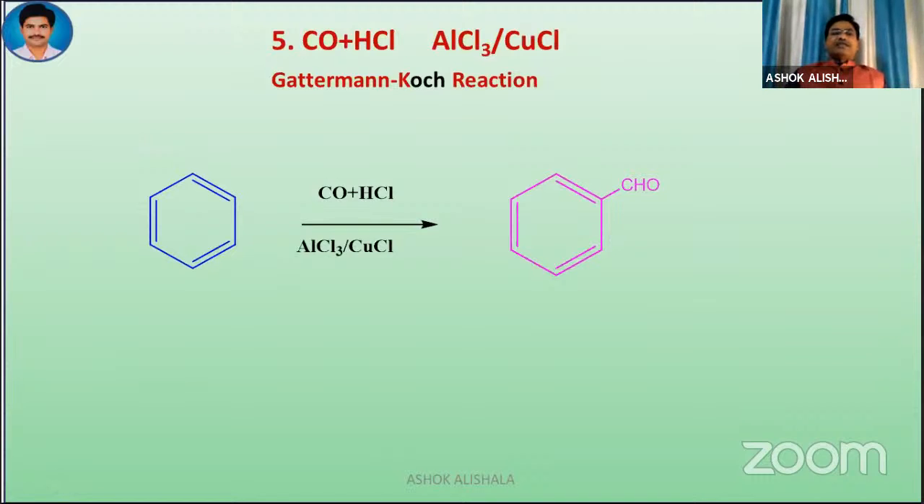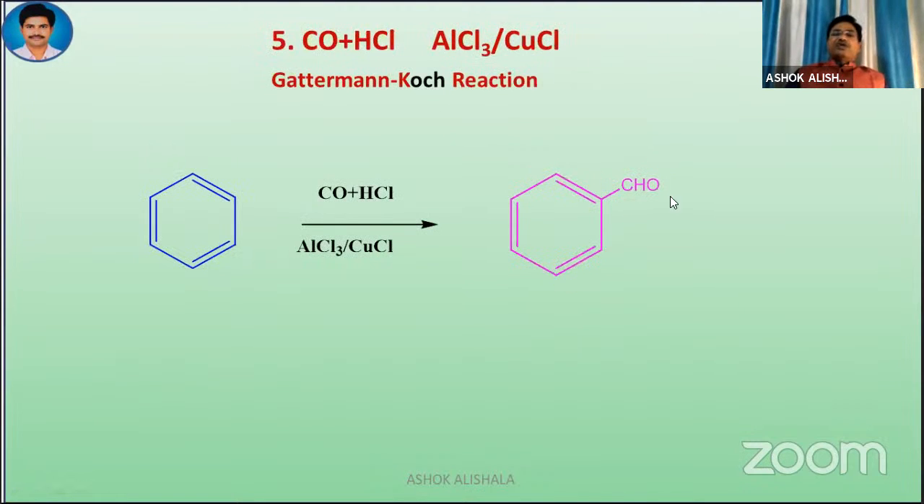Now let us take this one. Another one is carbon monoxide and HCl in presence of AlCl3 or CuCl. This is called the Gattermann-Koch reaction. See, here I wrote CHO. CHO is nothing but the aldehyde group. In Koch we have the aldehyde group. That's why you remember the product is the aldehyde in Koch, CHO.